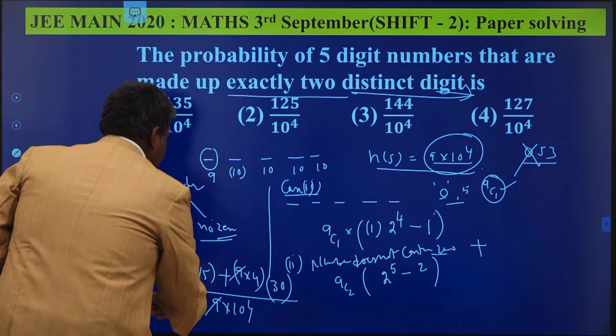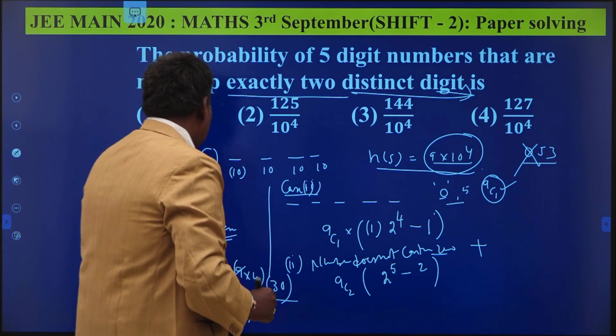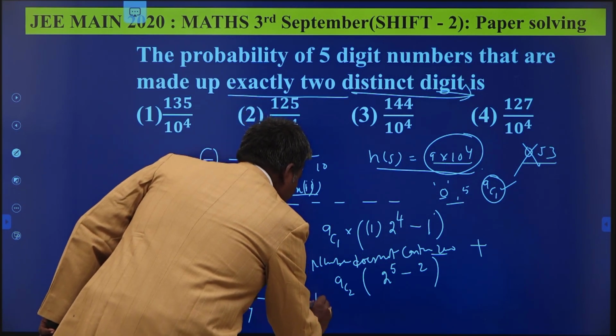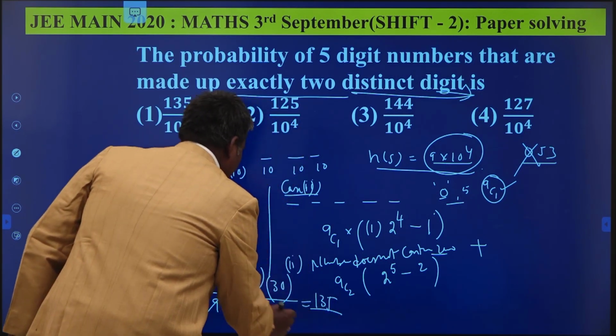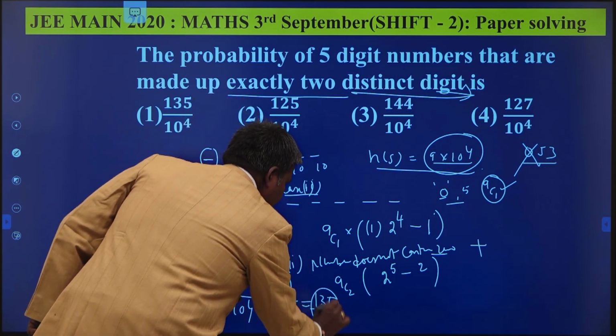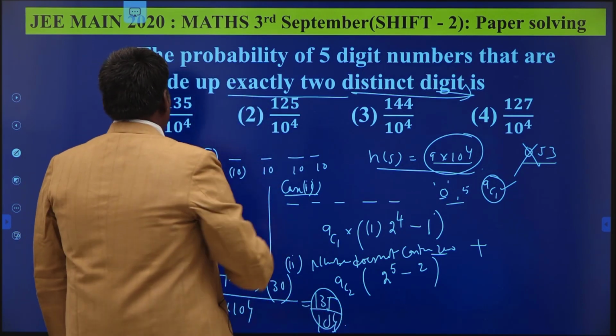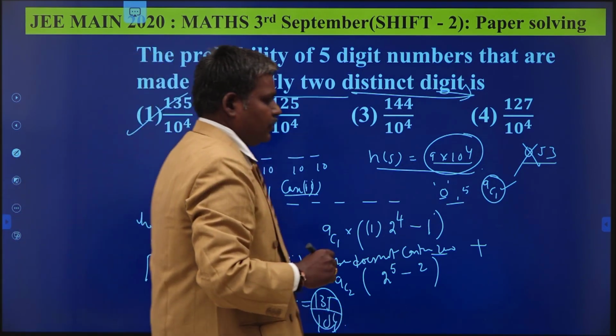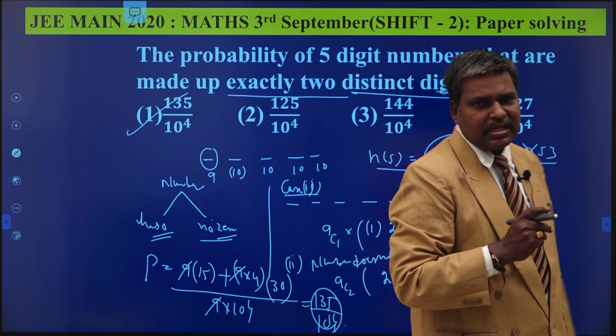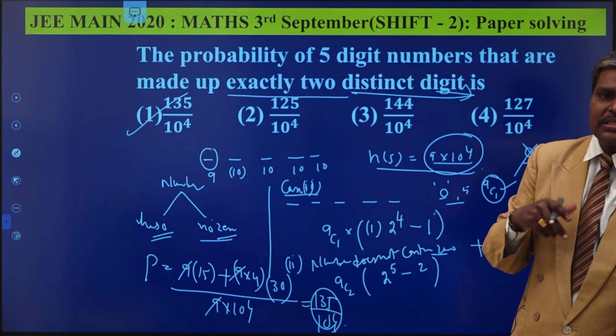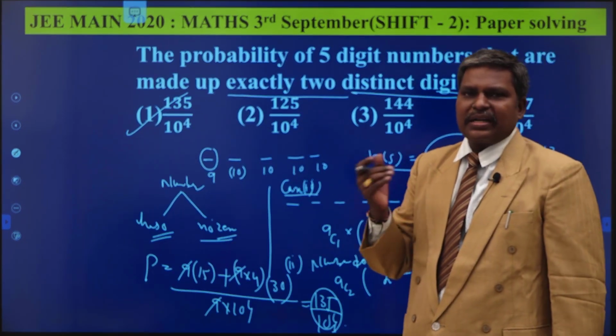9, 9, 9 gets cancelled. 120 plus 15, that is 135 by 10 power 4. This is your required probability, 135 by 10 power 4. So we have to choose two cases. The number contains 0 or the number does not contain 0.